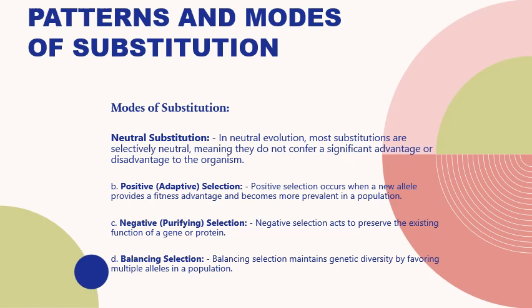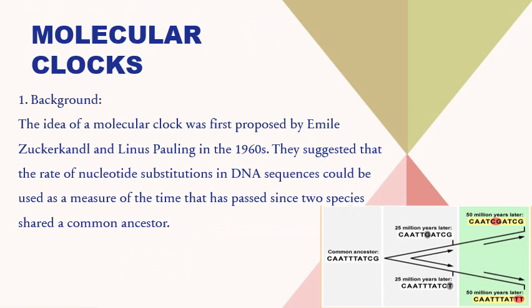So to conclude, patterns and modes of substitution in genetics provide a framework for understanding how DNA sequences change over time. These concepts have profound implications for our understanding of evolution, genetic diversity, and the functional consequences of nucleotide substitutions in genes and genomes. So now we'll start with molecular clocks.